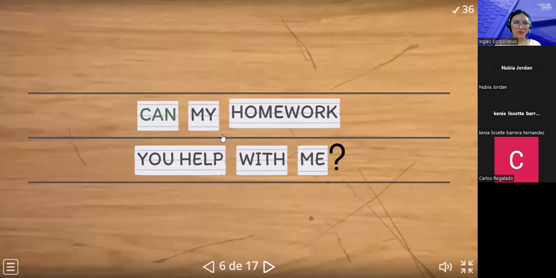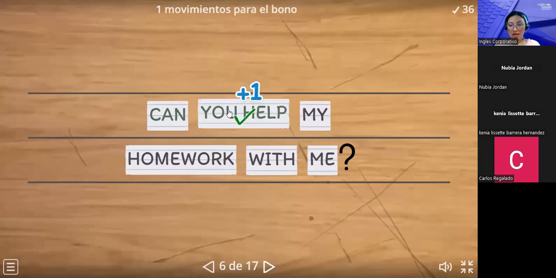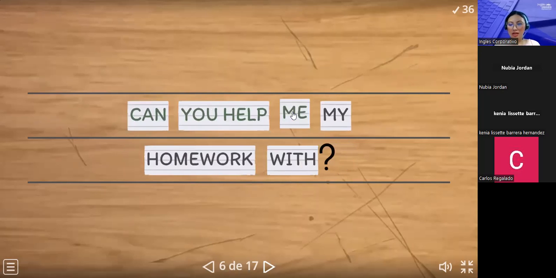¿Cuál será el sujeto? ¿De, a quién estamos pidiendo el favor? Es a ti, ¿verdad? Entonces vamos a poner esta. Can you? ¿Puedes ayudar? ¿A quién? ¿Puedes ayudar? Me. En este caso, a mi persona. Can you help? Look. Can you help me?